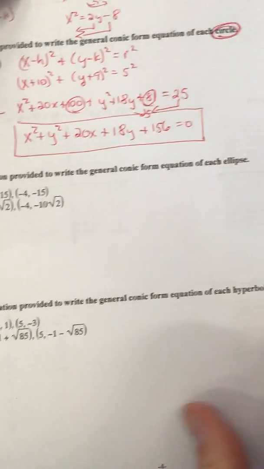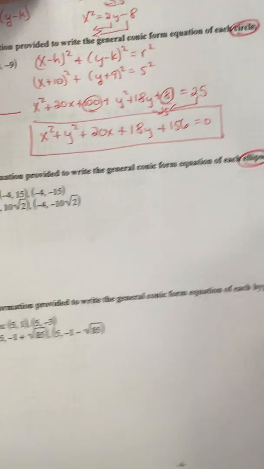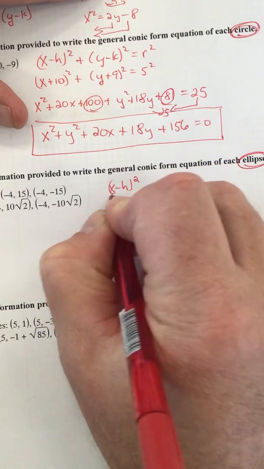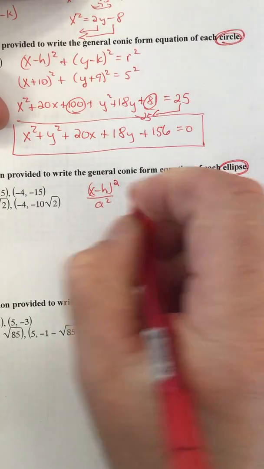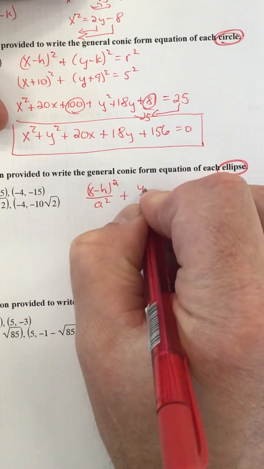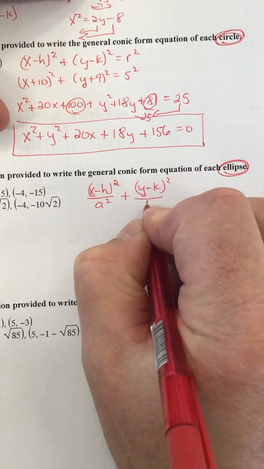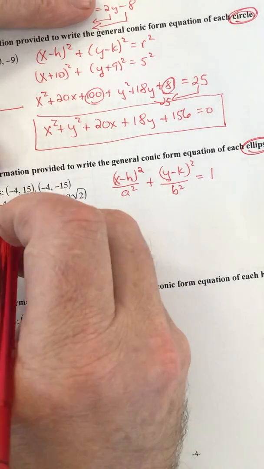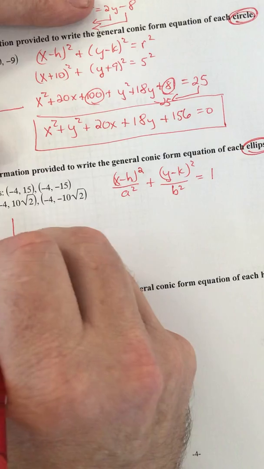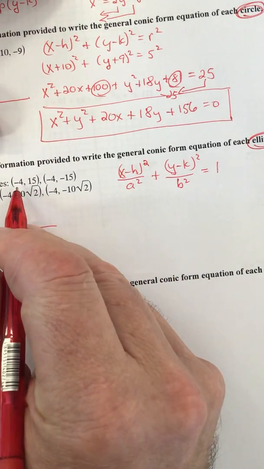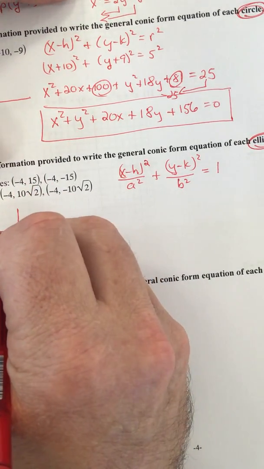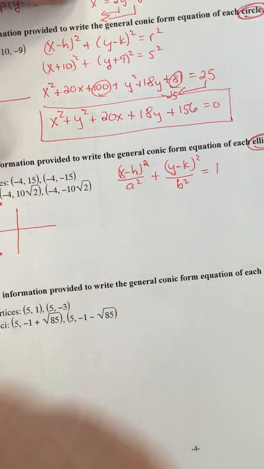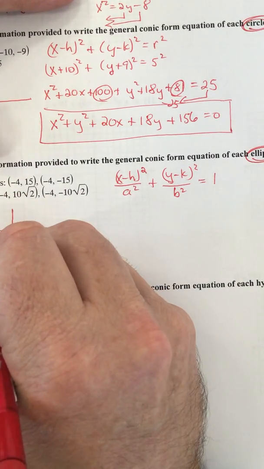Okay, the next one is an ellipse. That means I know it's something like this, x minus h all squared over a radius squared, the sideways radius squared, plus y minus k all squared over the up and down radius squared equals 1. So I'm going to put it in that format. Okay, let's see if we can't get a visual of what's happening. Vertices, negative 4, 15, so negative 4 up 15, and negative 4 down 15. Okay, so those are the vertices.